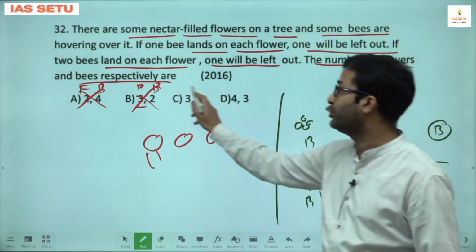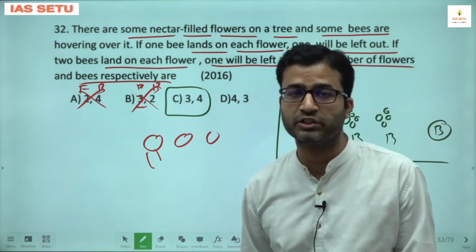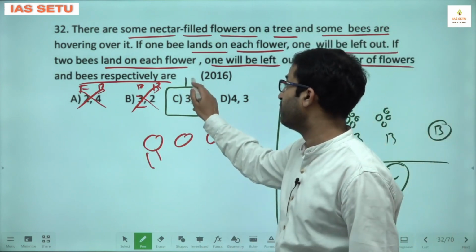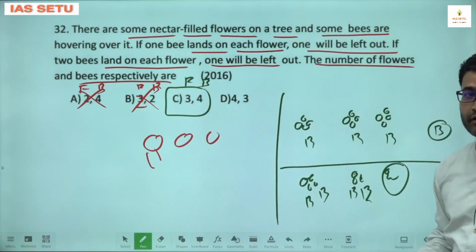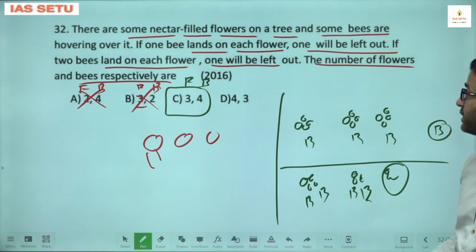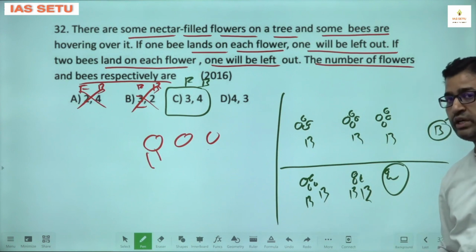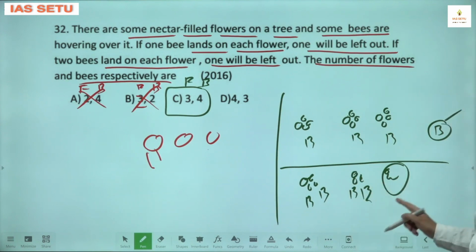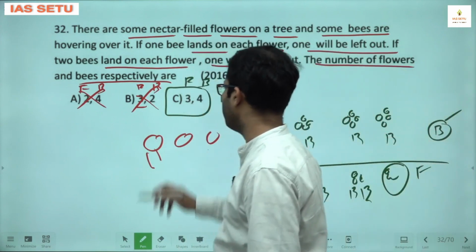Yes. So use answer options, that is the best way, because out of the answer options we have to tell which one is correct. So it means there are 3 flowers, 4 bees. On each flower, if 1 bee lands, then 1 bee is left out. If in case on each flower 2 bees land, then 1 is left out, means 1 flower is left out. That flower is not having any bee. So 3 flowers, 4 bees. Perfect.